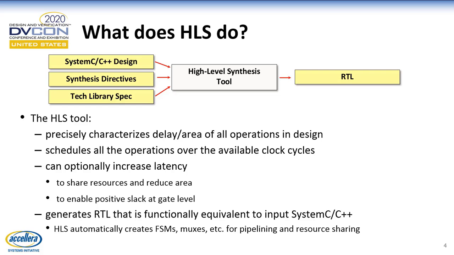This also has the ability, by stretching the latency of the number of clock cycles, to get positive slack at the RTL level. So if you constructed a design where normally you wouldn't meet timing in RTL, this high-level synthesis tool can ensure that you will actually meet timing in RTL. And the last thing that a high-level synthesis tool does, it generates RTL that's functionally equivalent to the input SystemC model. In doing this, it automatically creates the control FSM, all the sharing muxes, and pipelining logic and so forth.